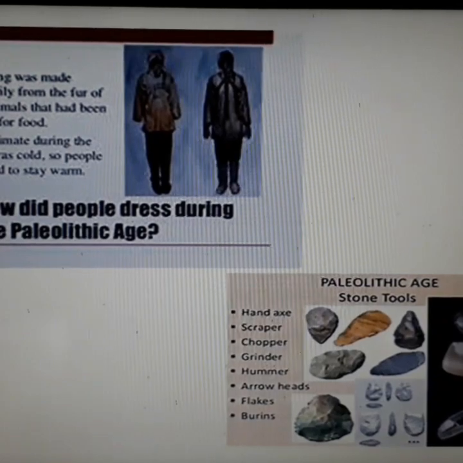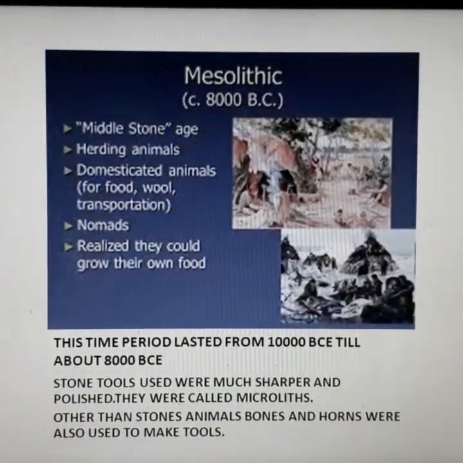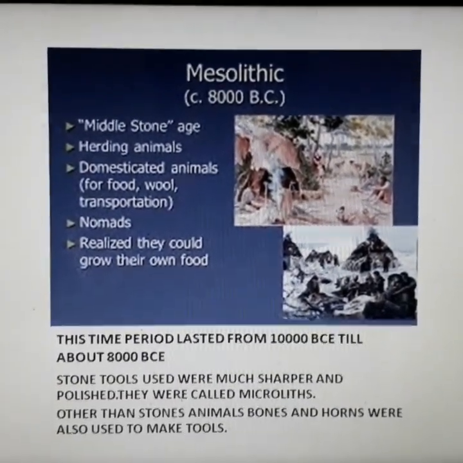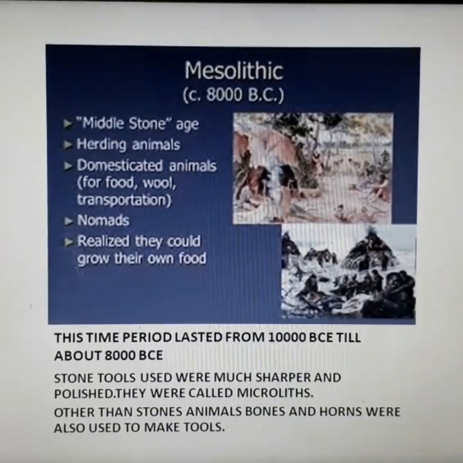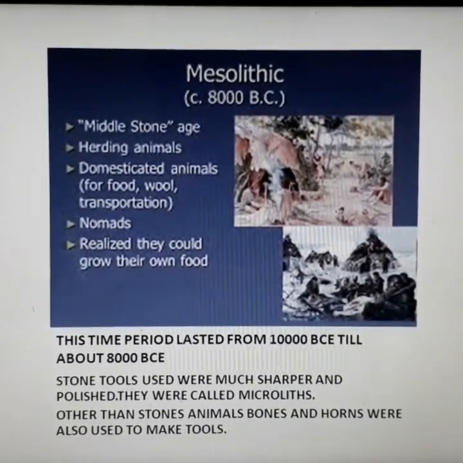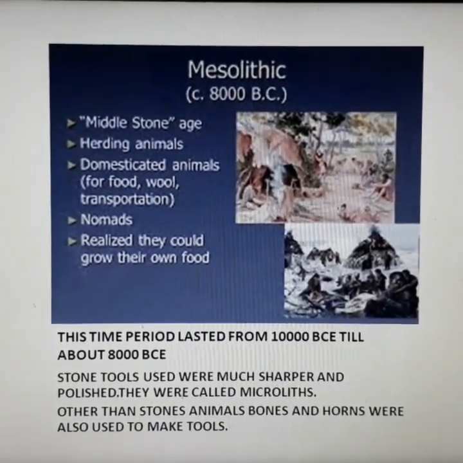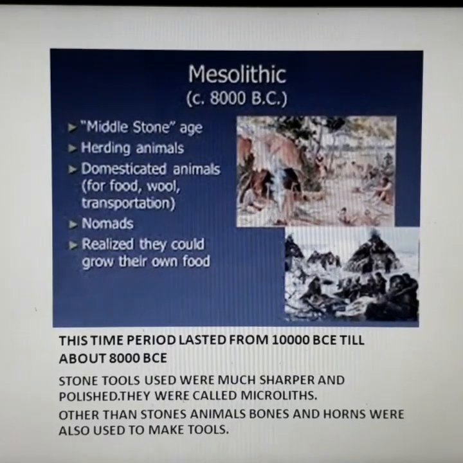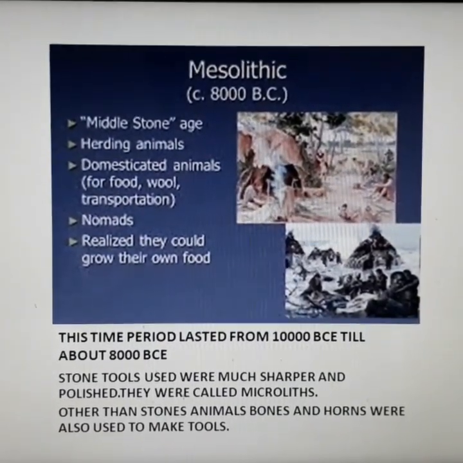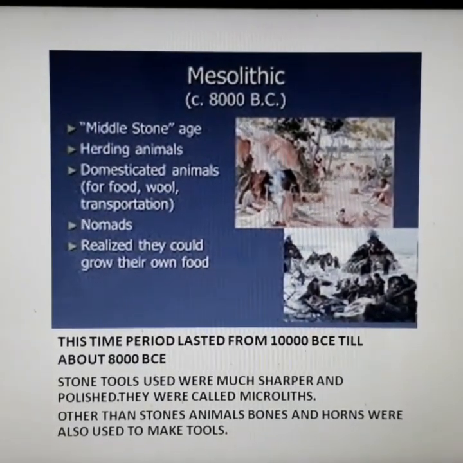Now the second Stone Age is the Mesolithic Age. Meso means middle and lithic means stone, so the Mesolithic Age is also known as the Middle Stone Age. It started from 10,000 BCE till about 8,000 BCE. Here the stone tools were much sharper and polished. They were basically called microliths. Other than stone, animal bones and horns were also used to make tools and weapons.